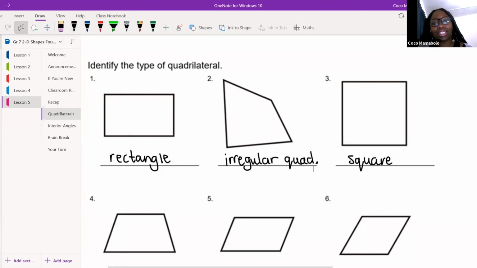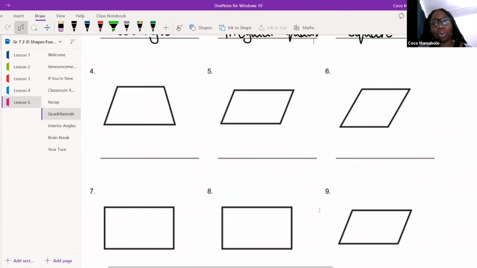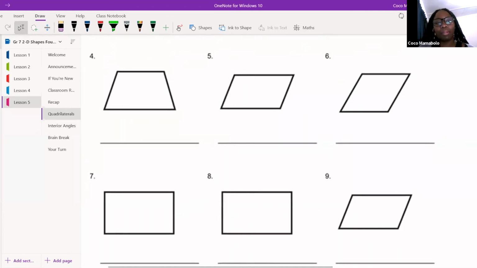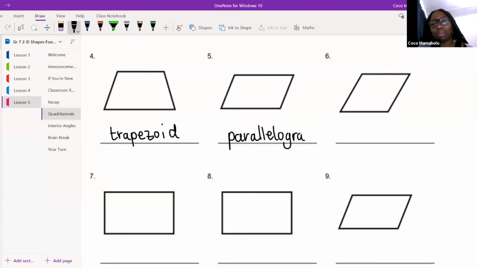I can see some of you already giving me the answer to number 4 and 5 and 6. Don't forget to do 7, 8, and 9 as well. Somebody said number 4 is a trapezoid or a trapezium. I agree, it's a trapezoid. What is number 5? Nokwezi says number 5 is a parallelogram. I agree. What is number 6, everyone? We've been fighting about number 6. It's a rhombus. Well done.